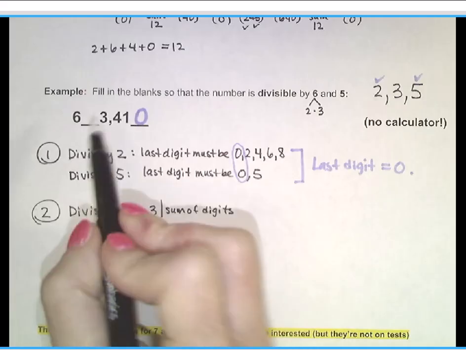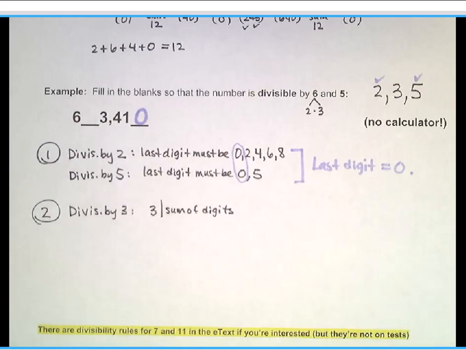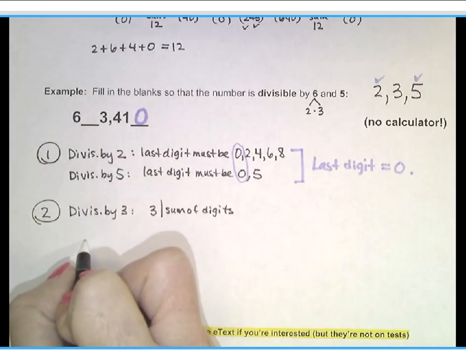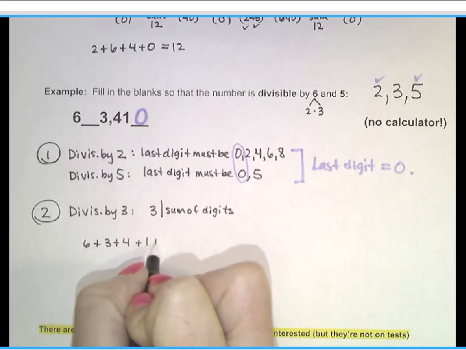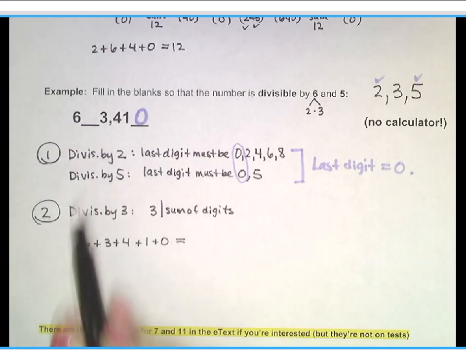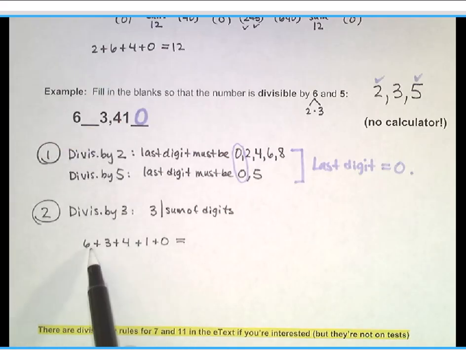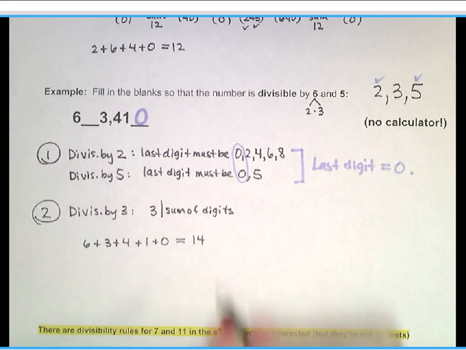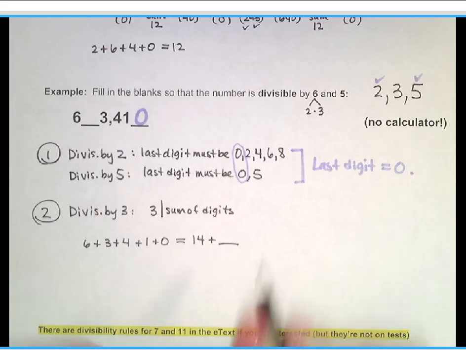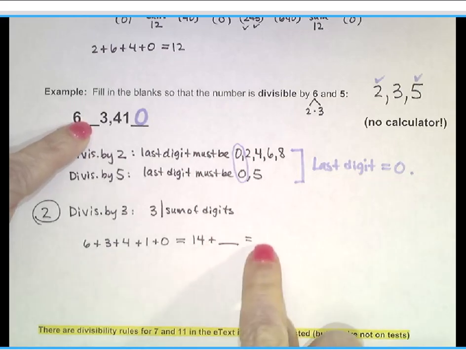Well, we don't know what the sum is. We know most of the digits, but we have one that we're missing. So let's go ahead and add up what we have, and then we'll see what we're lacking. If I do 6 plus 3 plus 4 plus 1 plus 0, that's what we have so far, right? 6, 3, 4, 1, and 0. If I add that up, that's 10, 13, that's 14. So I'm trying to figure out what I could put in this last digit so that I get an amount that's divisible by 3.